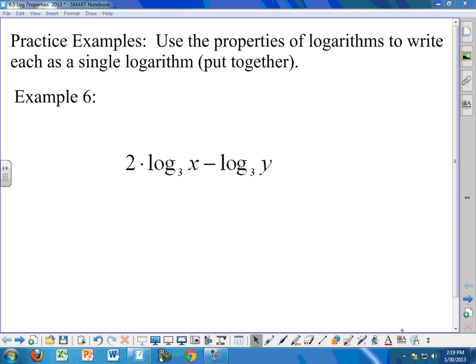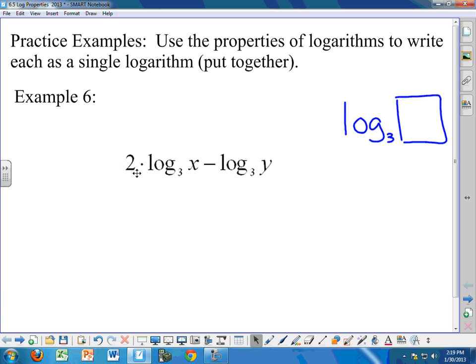So let's take a look at this example here. We see that there's a 2 that's out front. We see that these two are being subtracted, and the nice part is we've got the same base right here, base 3. So let's work this out. I want to turn this into one logarithm, and my goal is to have, in the end, log base 3 of box. We want to have some big ugly in the middle there and not worry about anything else. We want to just kind of have log base 3.